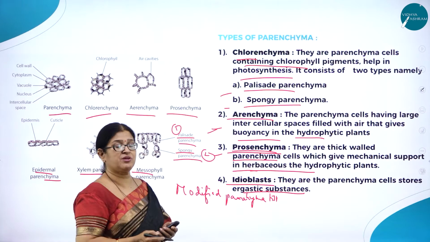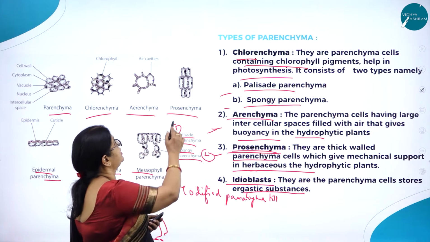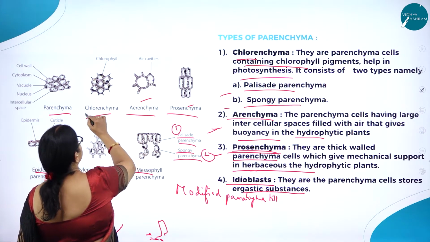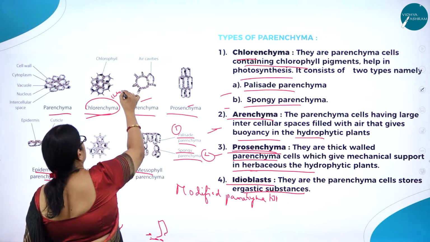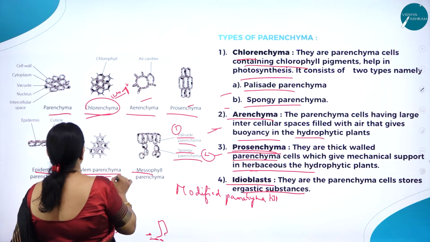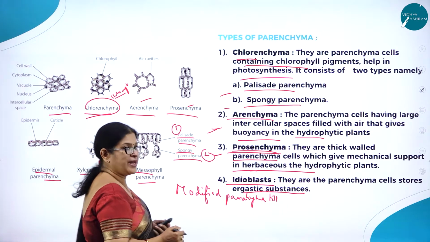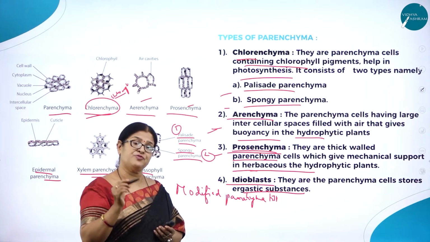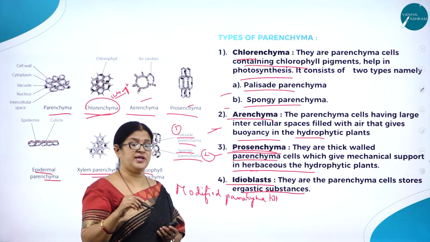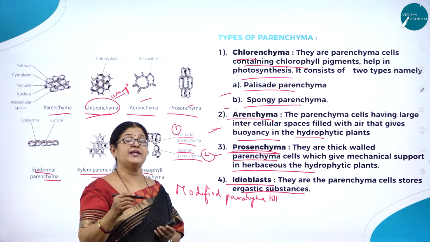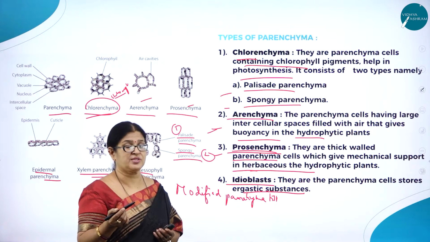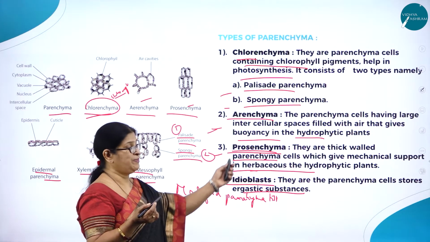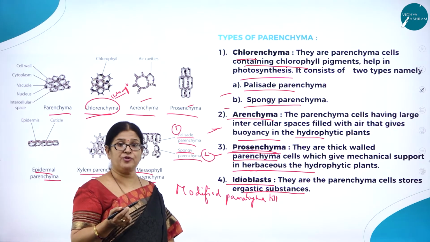So this is the classification of parenchyma. Here you can see the prosenchyma, here you can see the aerenchyma with the air cavities. Here you can see the chlorenchyma, which is filled with chloroplast or chlorophyll. Here xylem parenchyma, then mesophyll parenchyma, which is found in the leaf. The only original function of parenchyma is food storage. Other than food storage, it gets modified to serve some special functions, like buoyancy, giving mechanical support, and helping in photosynthesis.